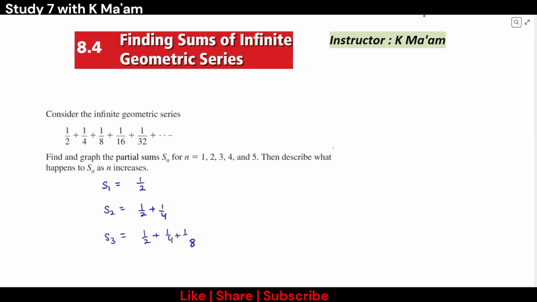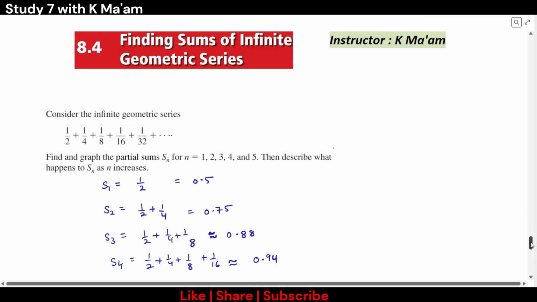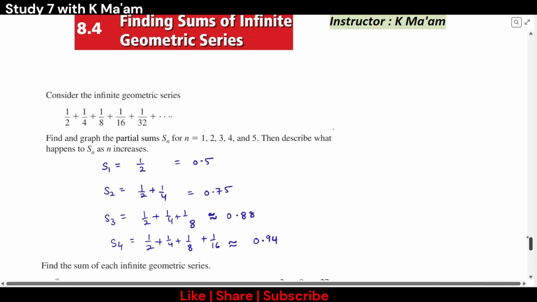If I calculate, this is 0.5. This will be 0.75. We are adding something, right? So the values will increase. So it's around 0.88. Then S4 is 1 by 2, 1 by 4, 1 by 8, 1 by 16, approximately 0.94. Here, we write it up to this.